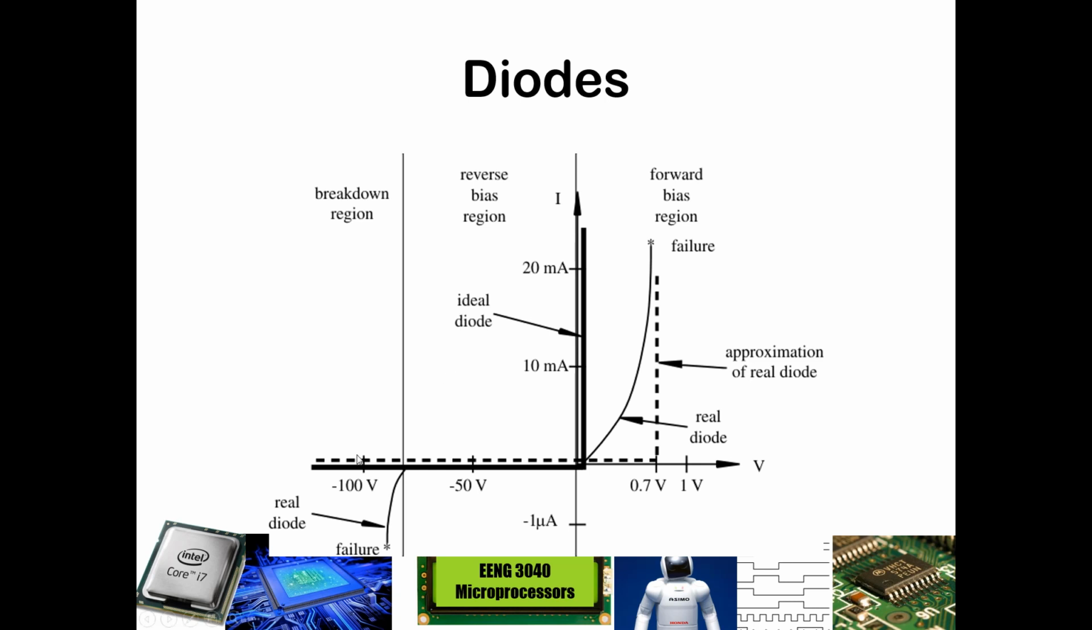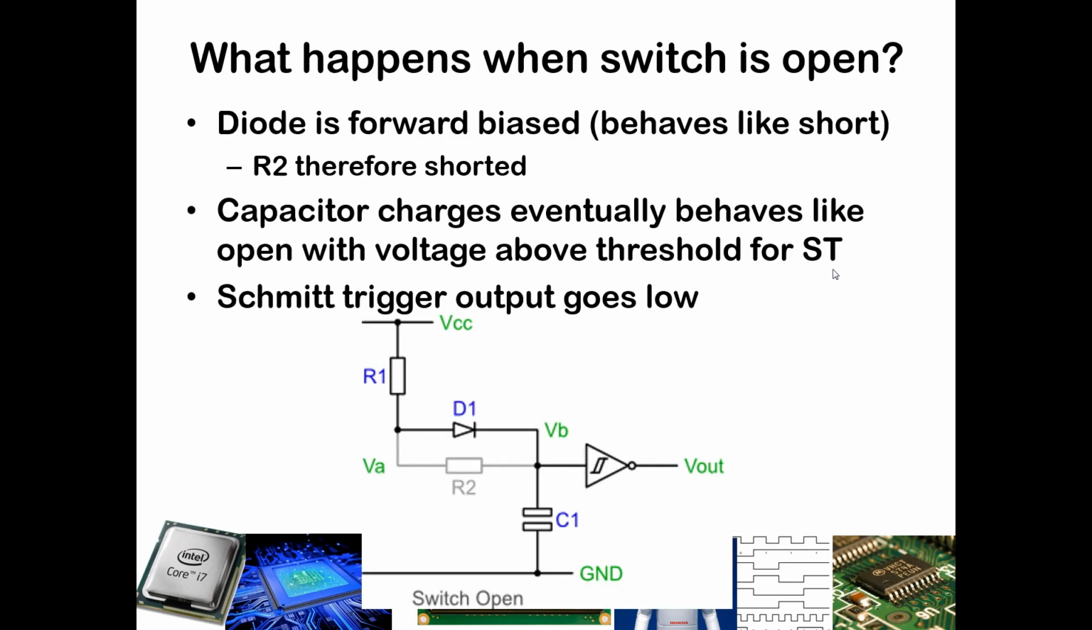This dashed line is an approximation of what happens in a real diode. So the ideal diode is this dark line that you see here. The real diode behaves more like this curve, and so we can approximate what's happening in the diode with this dashed line. So let's go back to our circuit and see what's actually happening and how the diode controls some of the behavior in there along with the Schmitt Trigger.